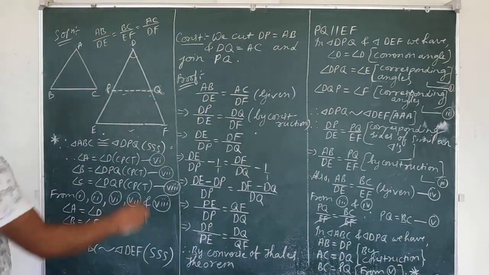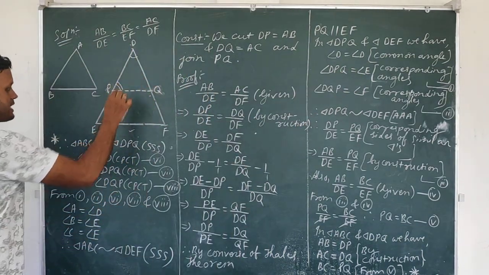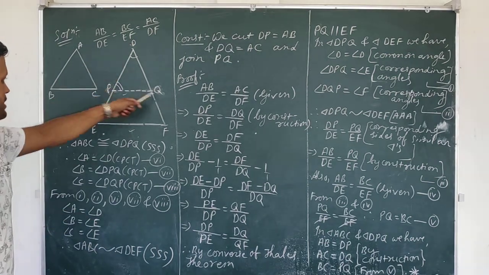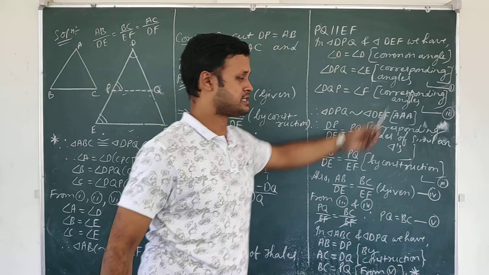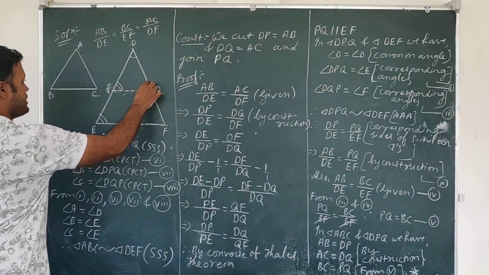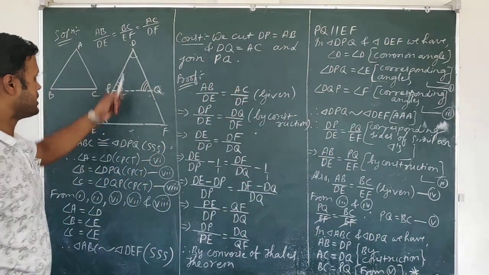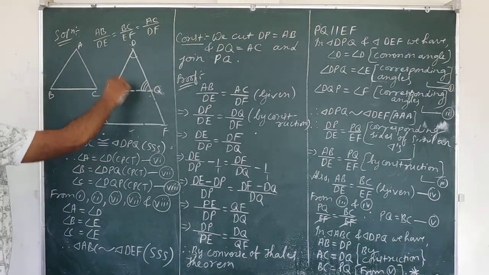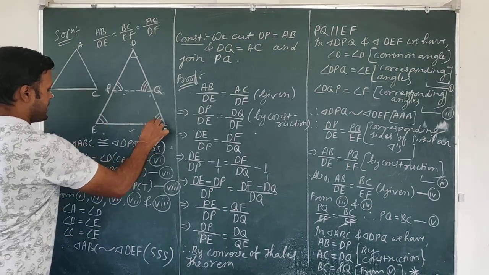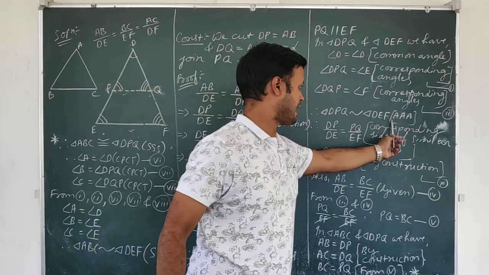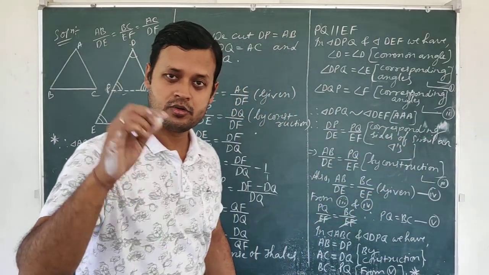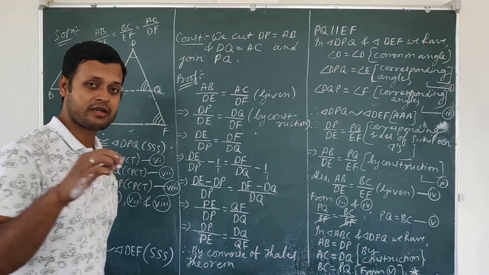After that, you see, I have angle DPQ. This angle is equal to angle DEF. These are corresponding angles. After that, angle DQP is equal to angle DFE. These are again corresponding angles. So these two triangles are similar according to angle.